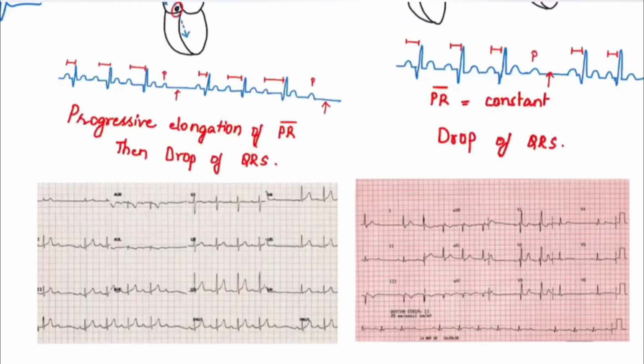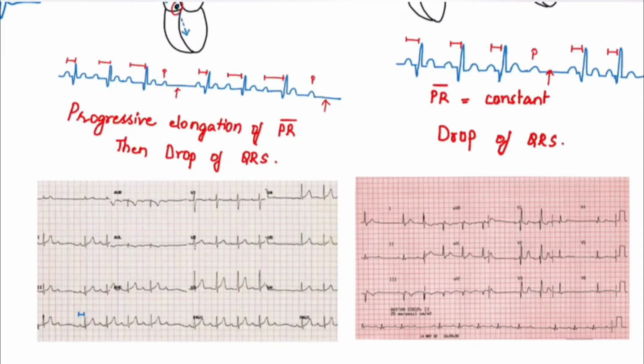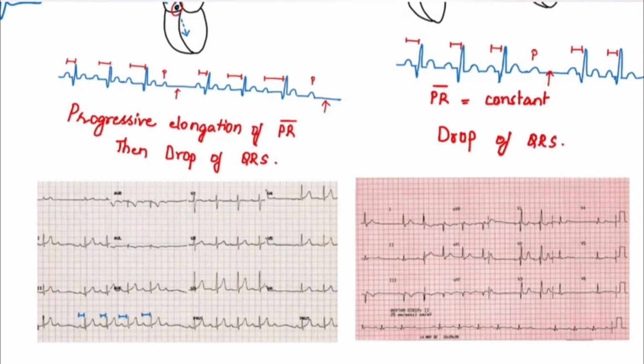So in the first picture, you can see very clearly, between the P wave and the QRS complex, the PR interval is increasing progressively, and at a point after the P wave, there is no QRS. This is Mobitz type 1 block. So a progressive increase in PR interval followed by a drop in QRS complex is Mobitz type 1.